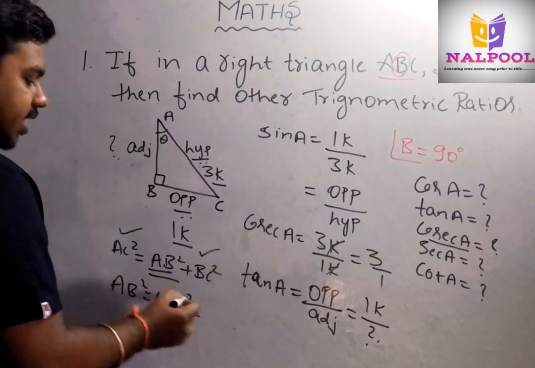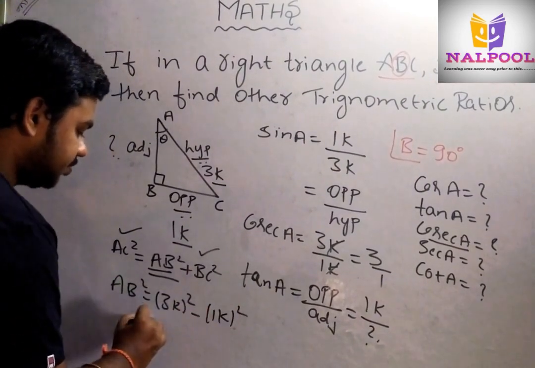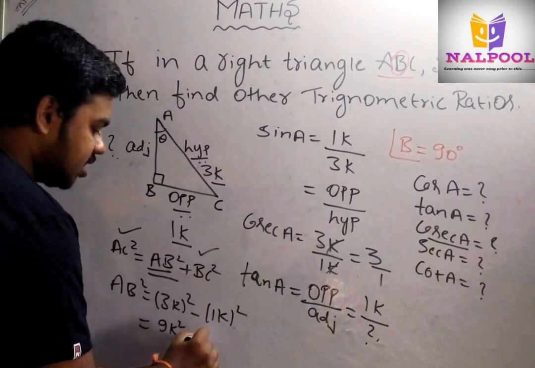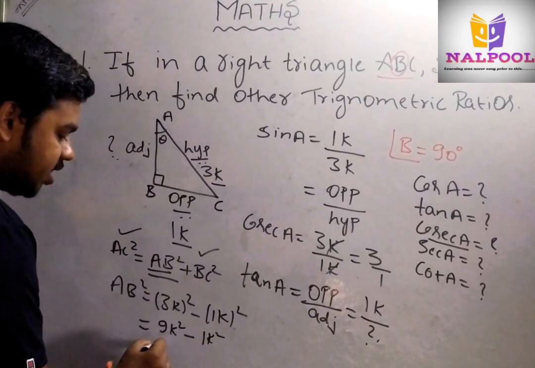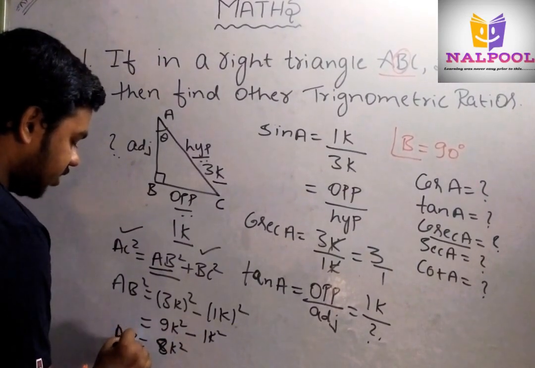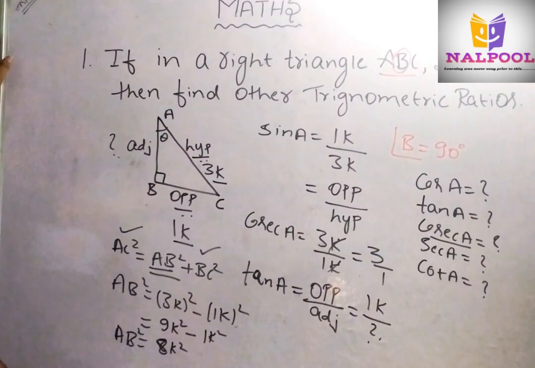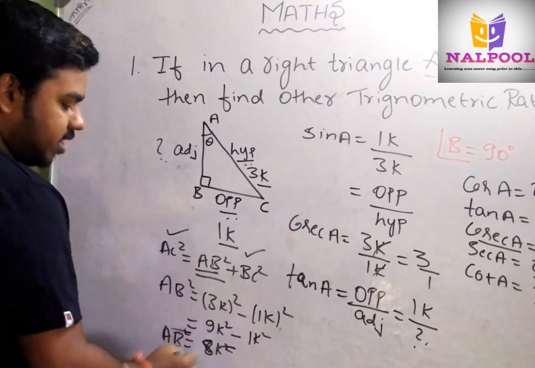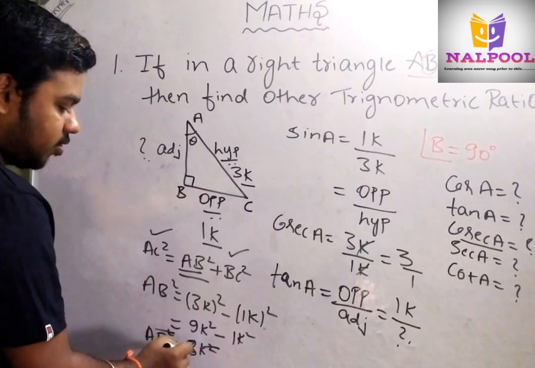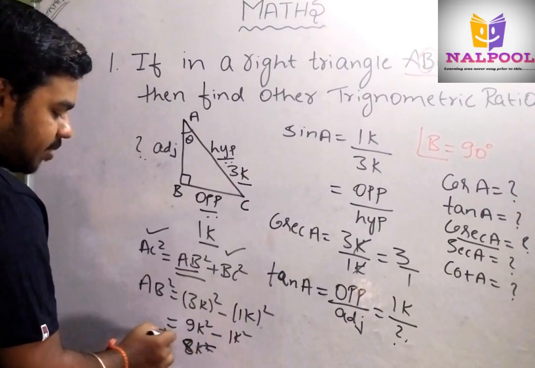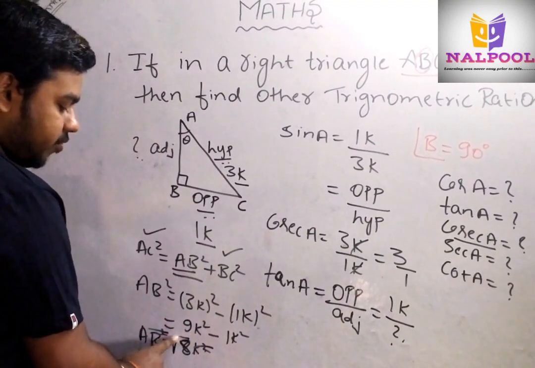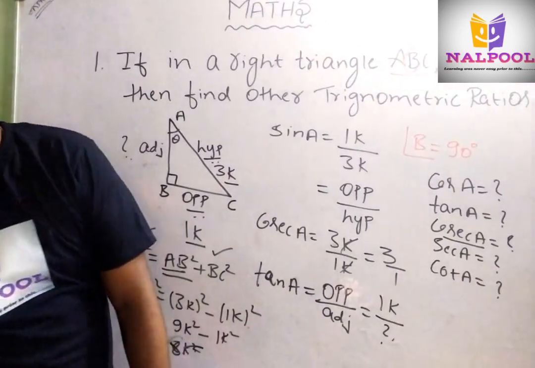What's the value of BC? 1k. Therefore, 1k whole square. 3k whole square will fetch you how much? 9k square. And 1k whole square is 1k square. 9 minus 1 is 8. 8k square. Okay. AB square is equal to 8k square. Some of the students will cancel this square and this square. No friends, we cannot cancel like this, because the square is not meant only for k. If we take the square to that side, it will fetch you the square root of 8 also. So we cannot cancel like this. Okay, it's the wrong method.